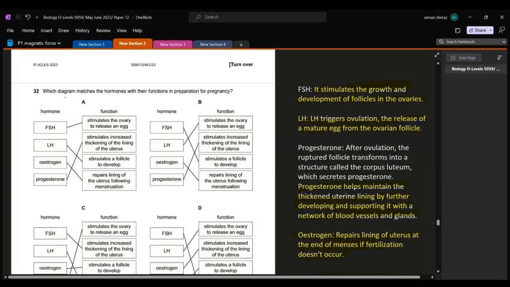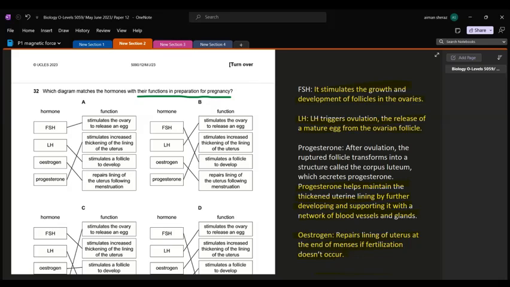Question number 32. Which diagram matches the hormone with their functions in preparation for pregnancy? So you should know the function of each hormone that is involved in the preparation for pregnancy. Firstly, FSH stimulates the growth and development of follicles in the ovaries. So we see only in option B, FSH is matching to its correct function. In the rest of the options you do not see that.